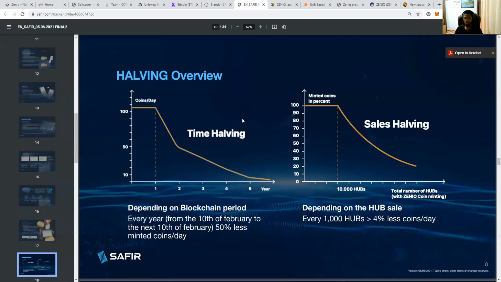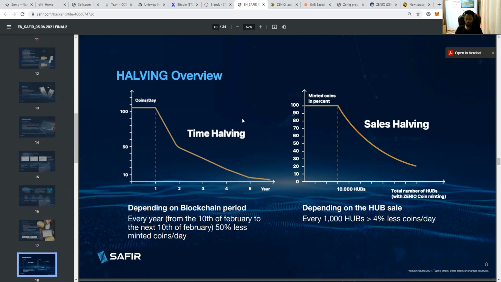Now, talking about the halving, we have two aspects of the halving. There is the time halving and there is the sales halving. Let me explain this quickly. The time halving has to do with the yearly basis. So in a space of a year, the volume that are minted will be reduced by half. Each year will be reduced by half till the tokens are fully minted.